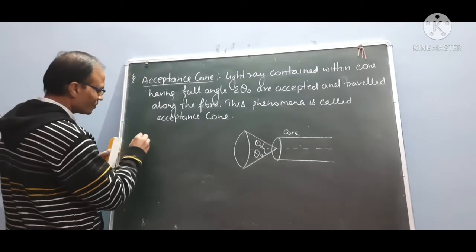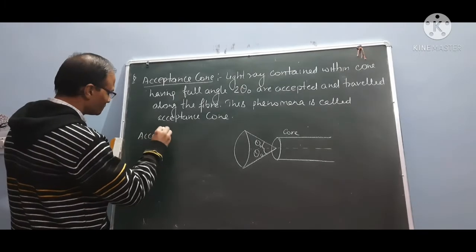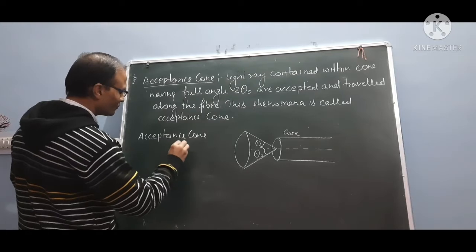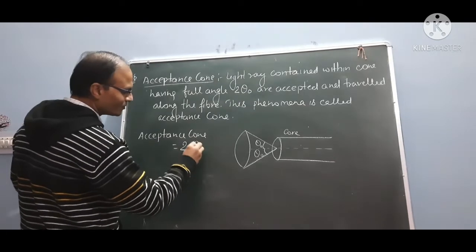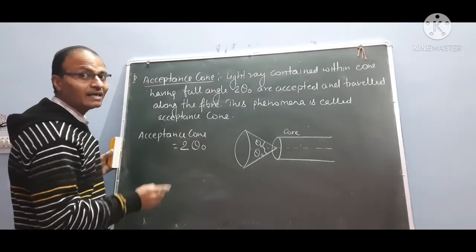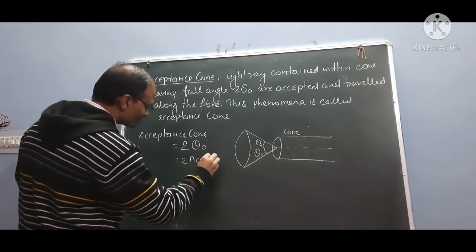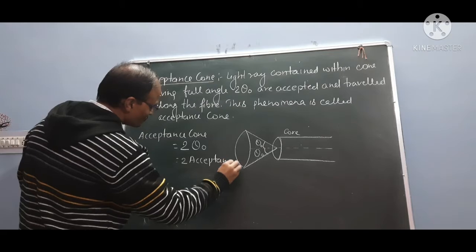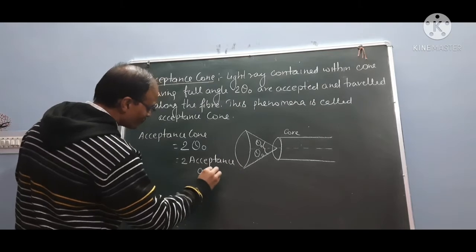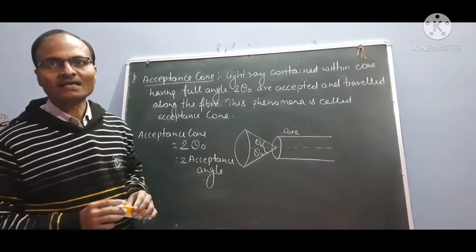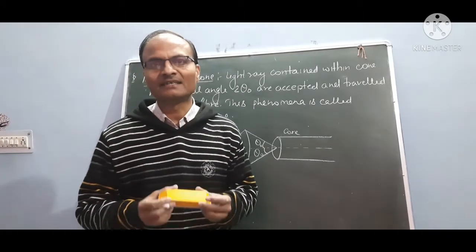So the cone equals 2 theta naught. Theta naught is the acceptance angle, so 2 into the acceptance angle. Now the next feature is relative refractive index difference.